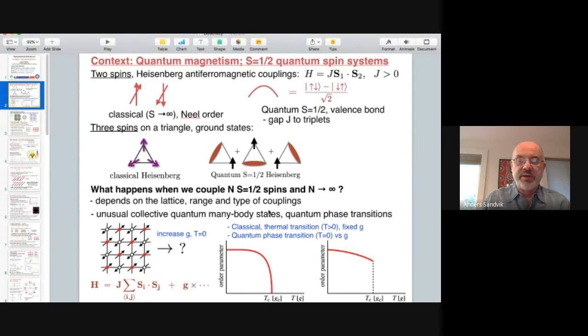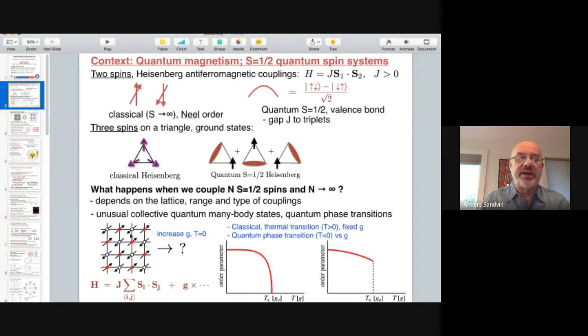And what's very interesting is, okay, we have these states that in some cases retain some aspect of this singlet formation, but in some cases we also have states like I show here, the Néel state, which is very similar to a classical Néel state, but there are fluctuations.